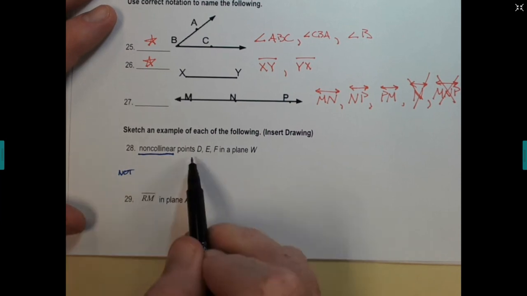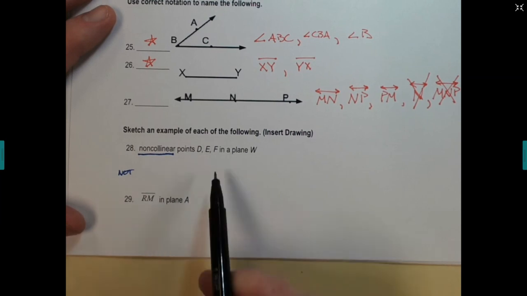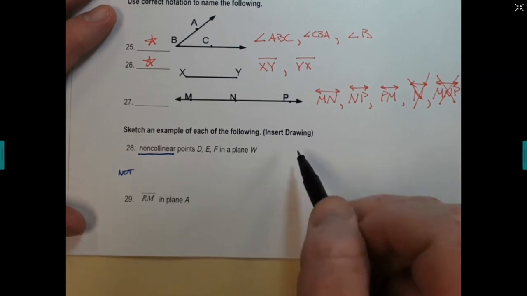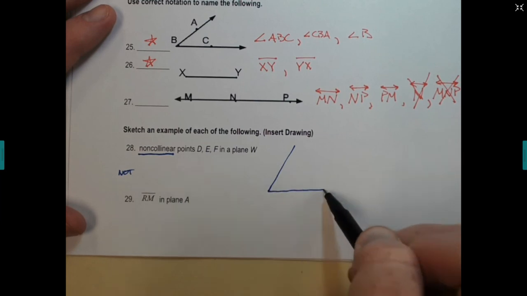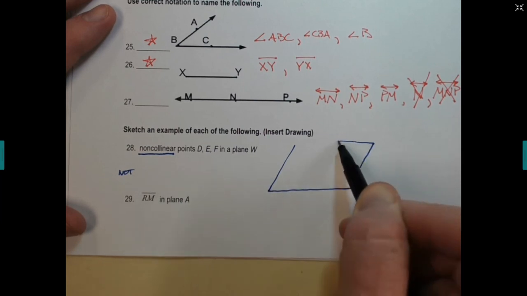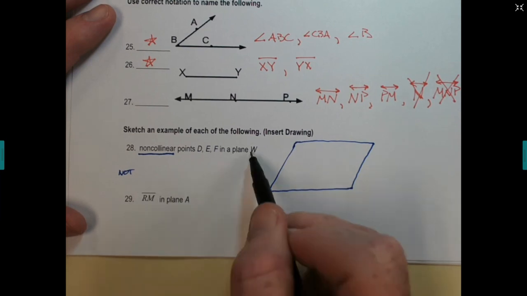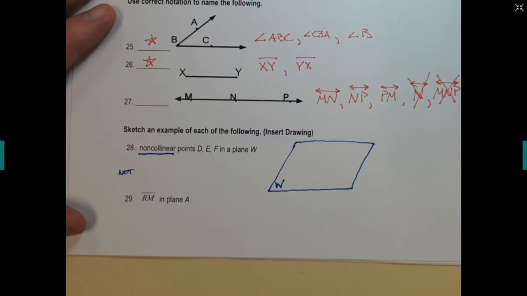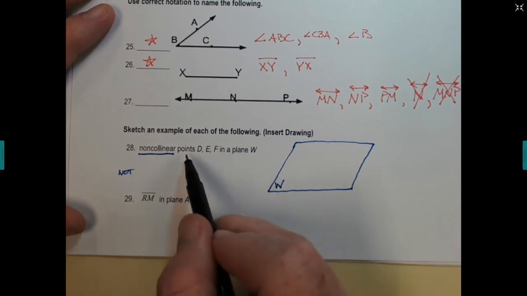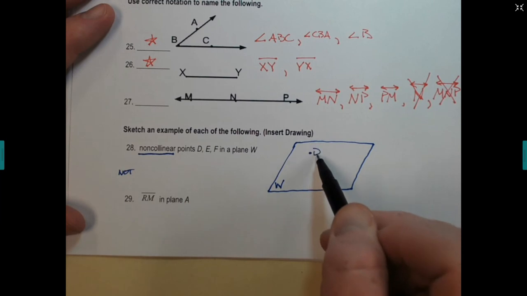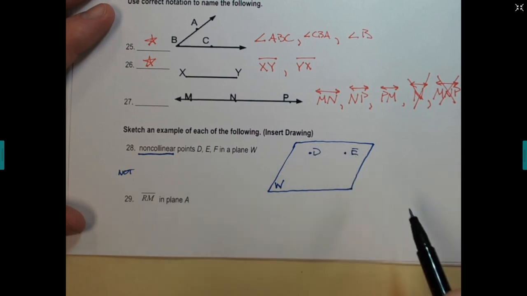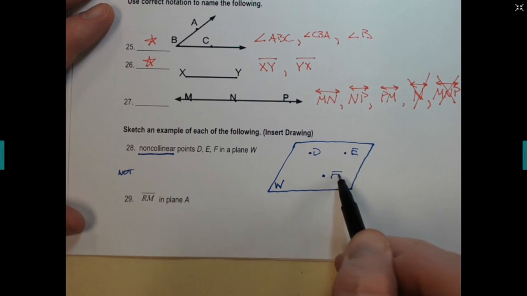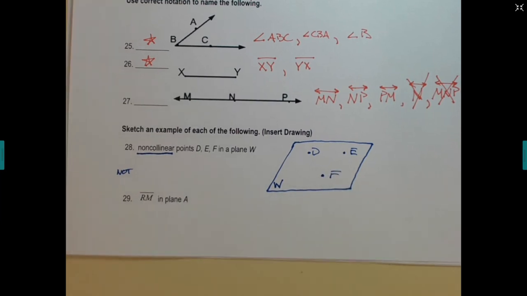We need some points, D, E, F, that are not together in a line, and they have to be in a plane W. Plane is a surface. We need to name it W. I would put the W in one of the 4 corners. We now have plane W. Now I need points D, E, and F so that they're not together in a line. So I would put F down here. Since I have everything, then I'll get all of the points.